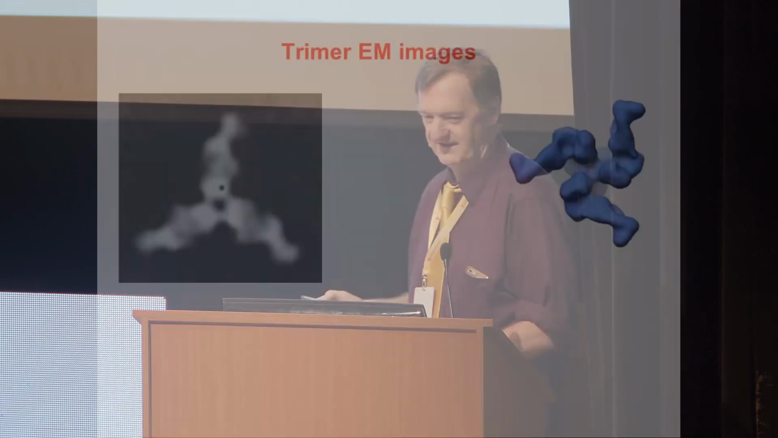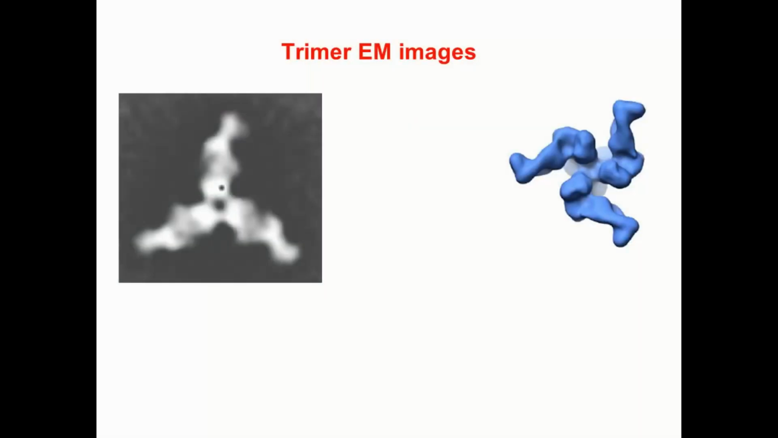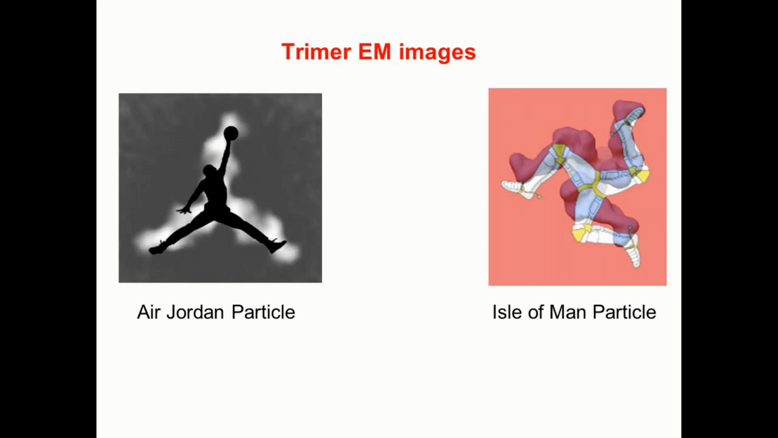Here's another interesting image. You can make it look like the Air Jordan. This is a trimer electron microscopy that looks like Michael Jordan. Here's one that looks like the Isle of Man, which is a little island off Britain. But we can have fun with electron microscopy. We can make some interesting shapes.